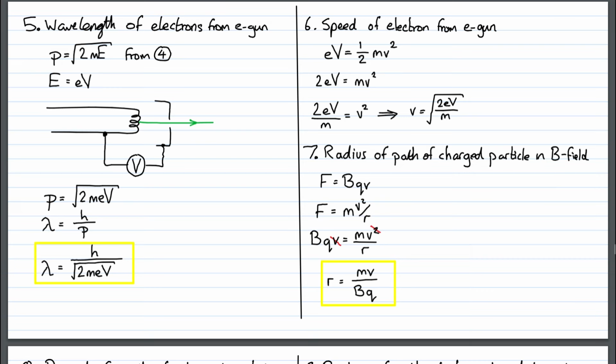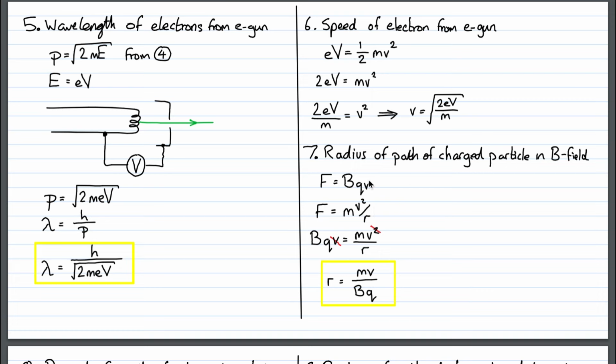Now equation number 7 is the radius of the path of a charged particle if it's in a magnetic field. So the force on a charged particle moving through a magnetic field is F equals BQV. At least that's the way we're writing it here. The magnitude of force, perhaps I should say, is equal to BQV. Well, that is going to be causing circular motion because the force will always be perpendicular to the velocity of a charged particle. That's Fleming's left-hand rule. So the equation for centripetal force, the force causing circular motion, is mv squared over r.